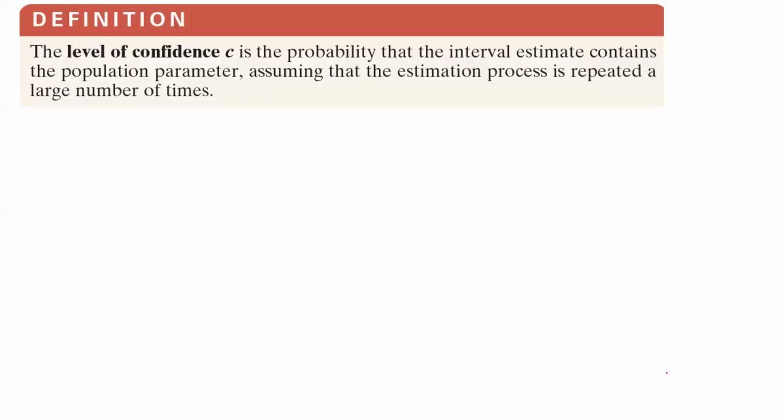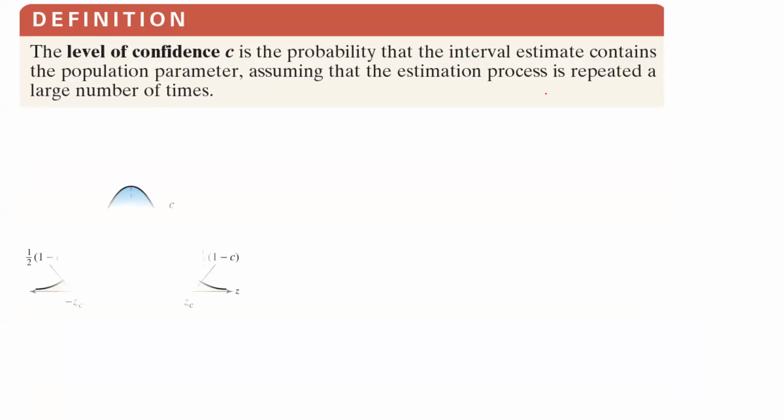Next, an interval estimate is an interval or range of values used to estimate a population parameter. And now, what is the level of confidence C? The level of confidence is the probability that the interval estimate contains the population parameter, assuming that the estimation process is repeated a large number of times.